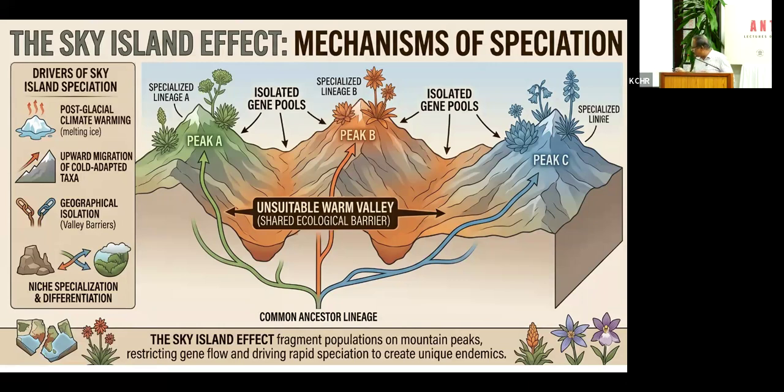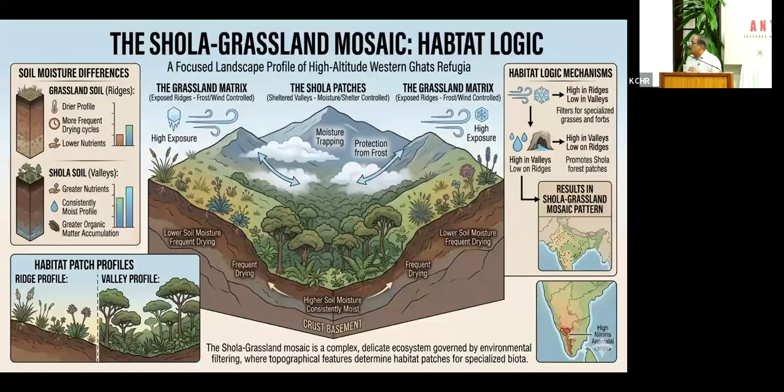So this is the sky island formation. That is the Shola grassland, which has evolved over a period of time with its own assemblage of species. And Shola grassland, as you all know, is a very unique kind of vegetation, with stunted forest, which is always found in the valley or in the sheltered region of the mountains, and with the grasslands on the exposed slopes.